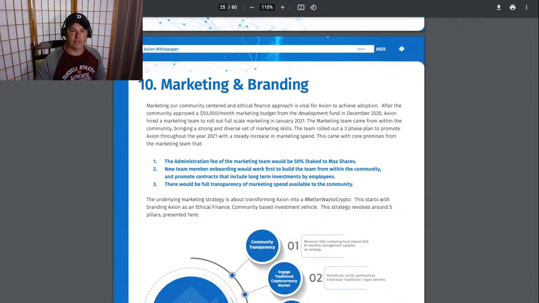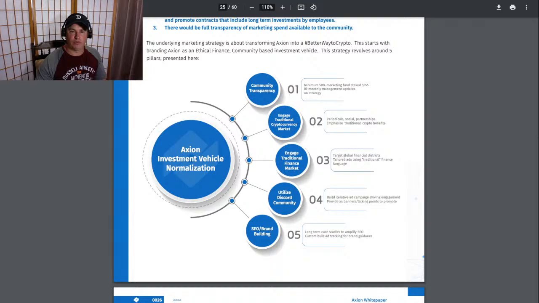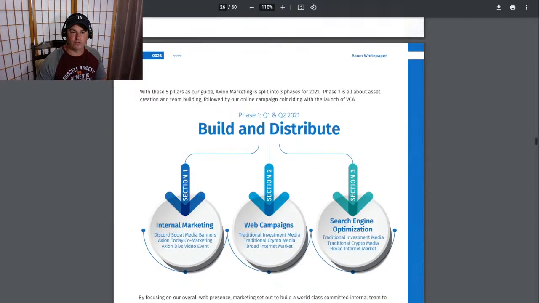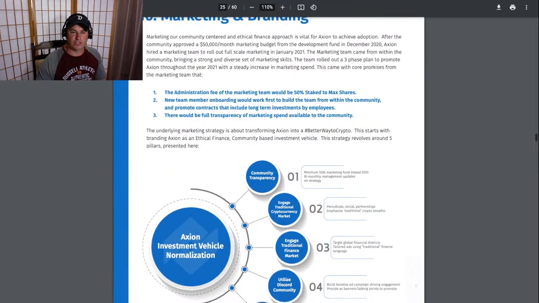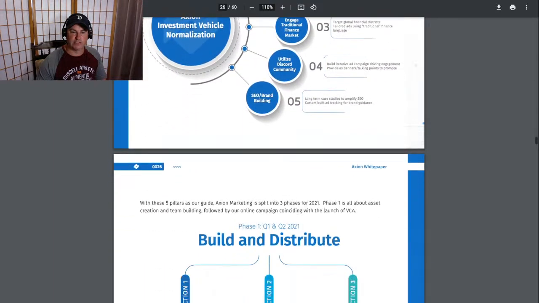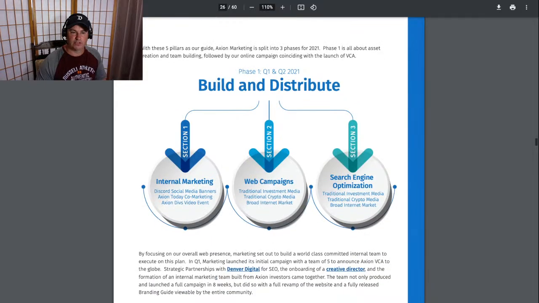So there we are. So it's got the branding, marketing and branding there. You can check that video out. You can see some pretty awesome stuff in there, and pretty cool. It's got a few extra things in here, but you can sort of see that the Axion's focused around normalization, vehicle normalization, build and distribute. So internal marketing, web campaigns, search optimization. So that's some really cool stuff.